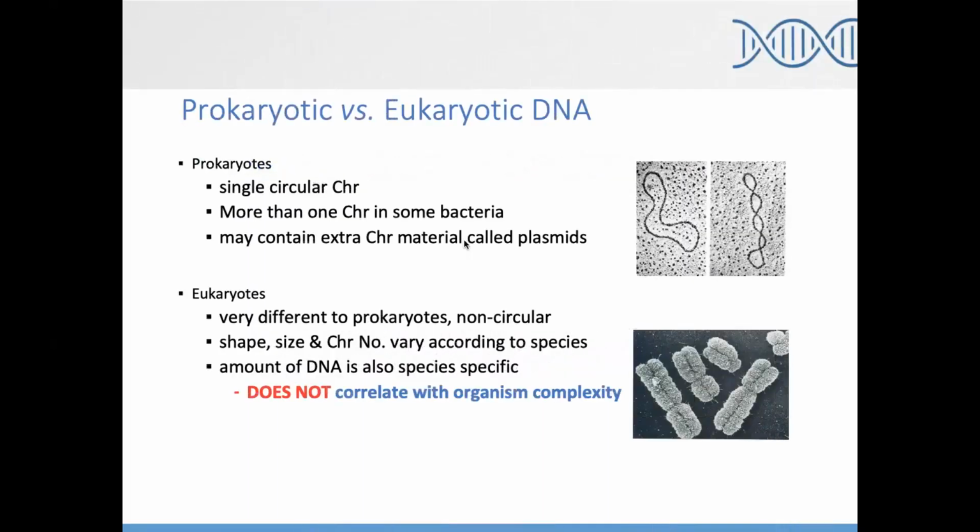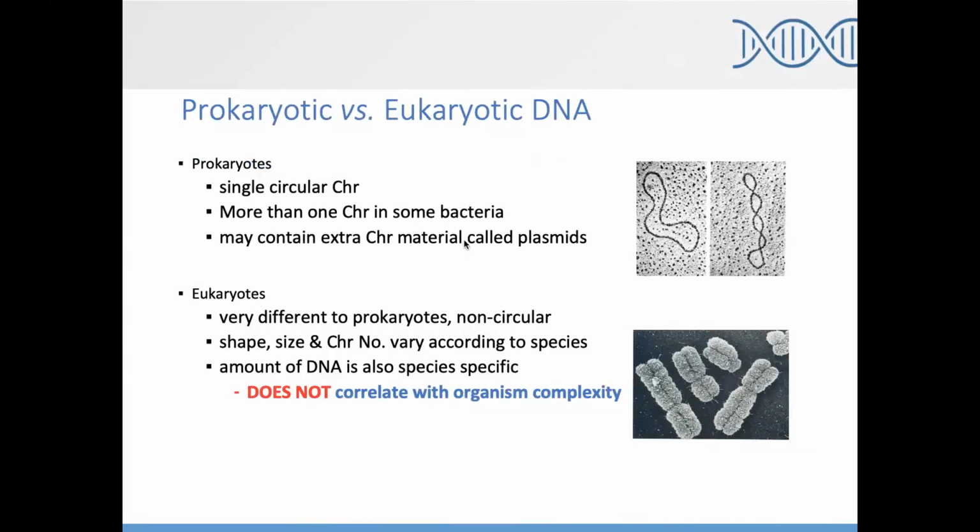So again, this is just a slide that summarizes all of the previous points that I've made, so you can read through that on your own. But what I do want to point out here is in eukaryotic systems, when you look at the number of chromosomes that you observe within the nucleus of the cell of different types of eukaryotic organisms, there's a tremendous amount of variability.